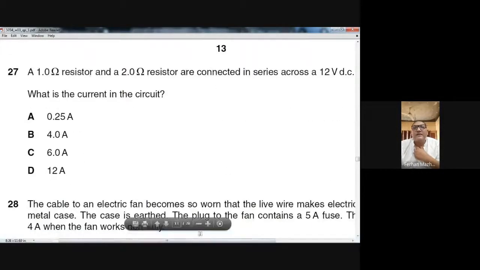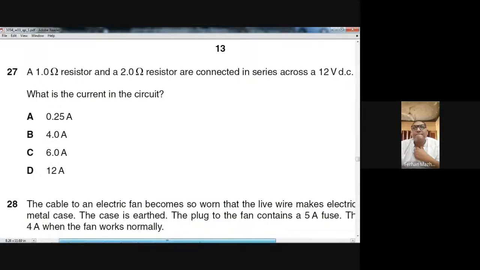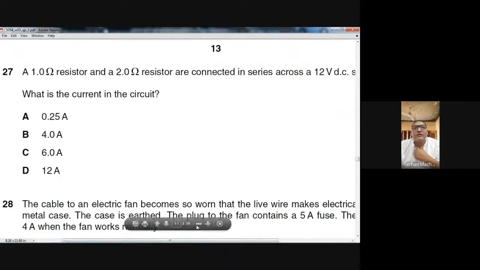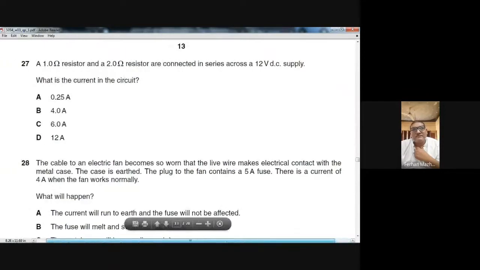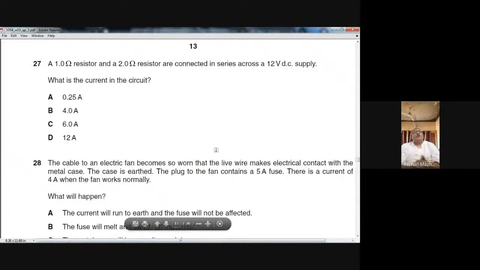Question number 26. A 1 ohm resistor and a 2 ohm resistor are connected in series across a 12 volt DC supply. What is the current in the circuit? Very easy question. These two resistors are connected in series, so you can find their equivalent resistance simply by adding them. R equivalent is equal to R1 plus R2 because they are connected in series.